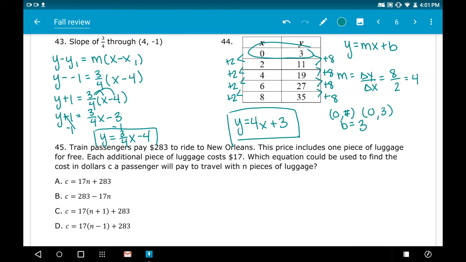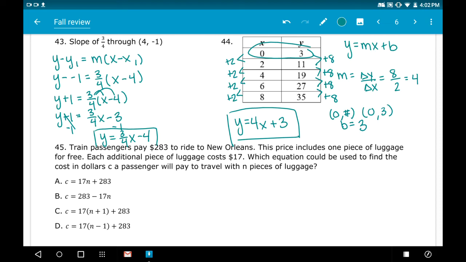45 is a word problem it wants us to write an equation based on. It says train passengers pay $283 to ride to New Orleans. This price includes one piece of luggage for free. Each additional piece costs $17. Which equation can be used to find the cost in dollars a passenger will pay with n pieces of luggage?